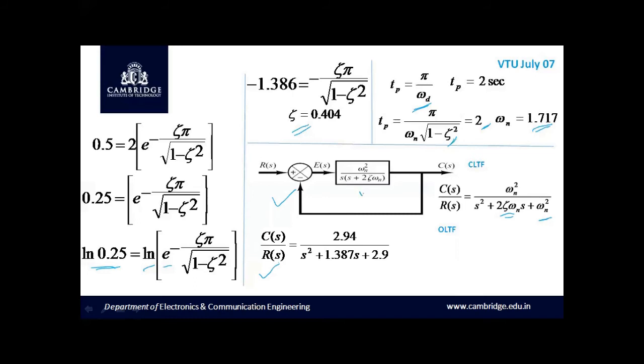And from the block diagram, we know that the open loop transfer function is given by G of s is equal to omega n square by s into s plus 2 zeta omega n. After substituting the value for zeta and omega n in G of s, we can obtain the open loop transfer function as 2.948 divided by s square plus 1.3875 s. So we have obtained the closed loop transfer function and the open loop transfer function for this problem.